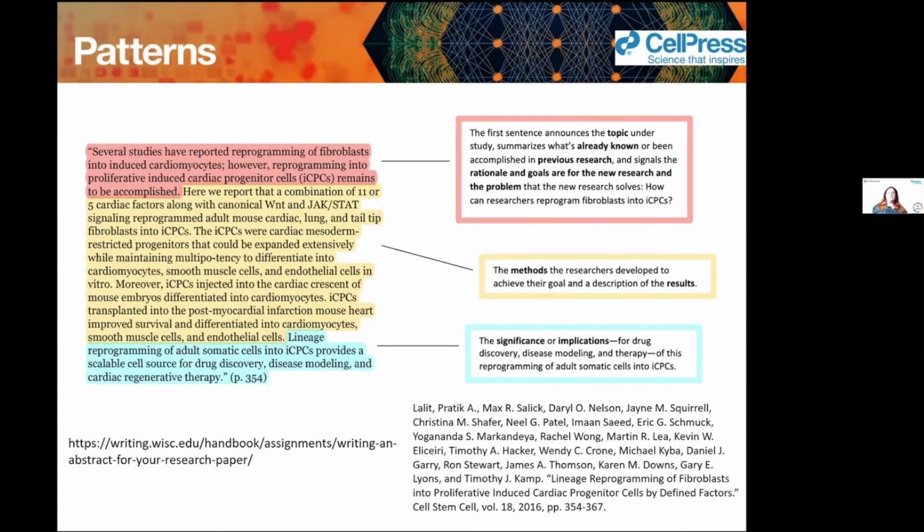There are more examples on the blog post as well of a different type. So there's a humanities one as well as this, but I picked this one because it was a scientific one. And basically it says there, the first sentence announces the topic under study, summarizes what's already known or been accomplished in previous research, and signals the rationale and goals for the new research, and the problem as well.